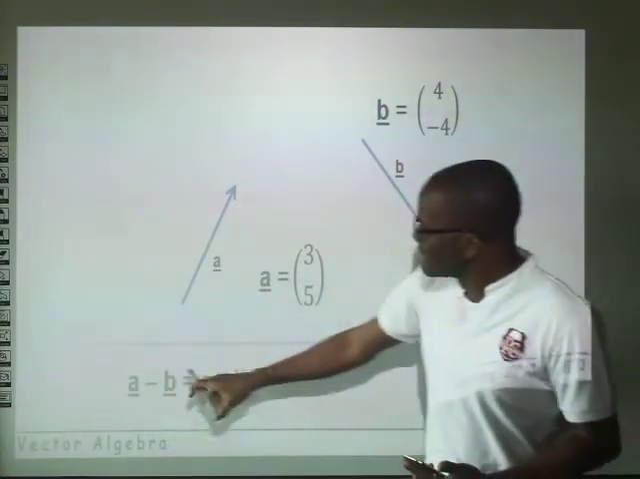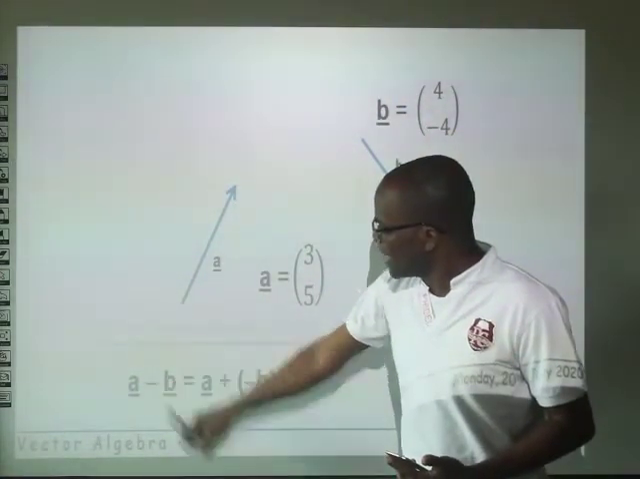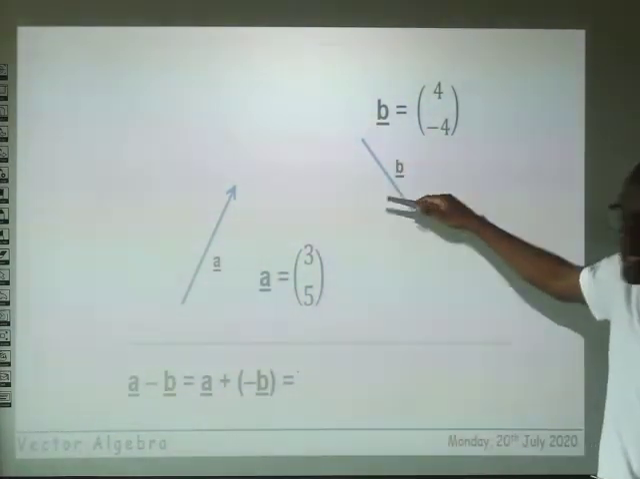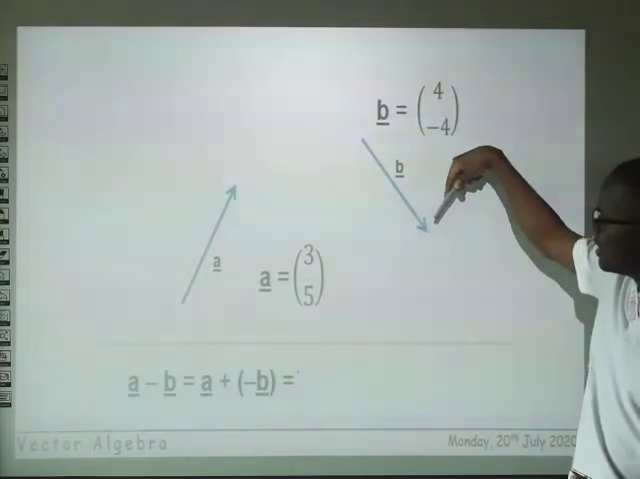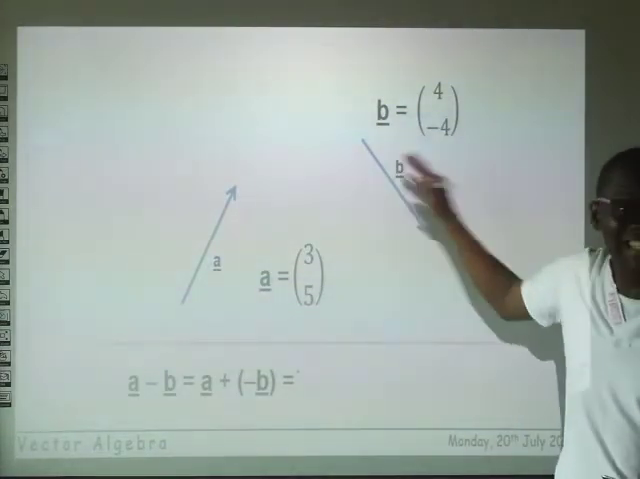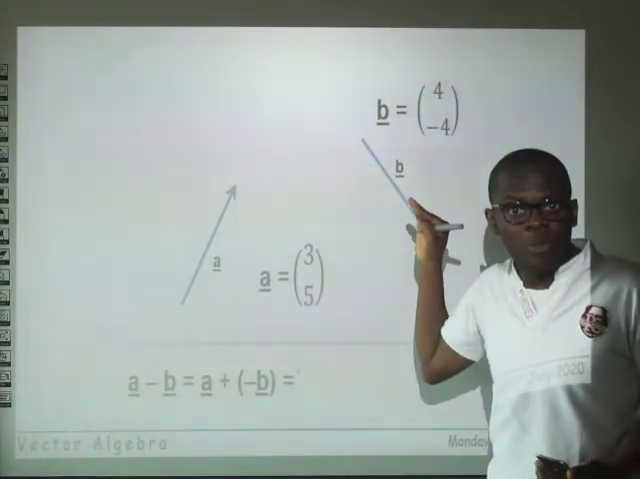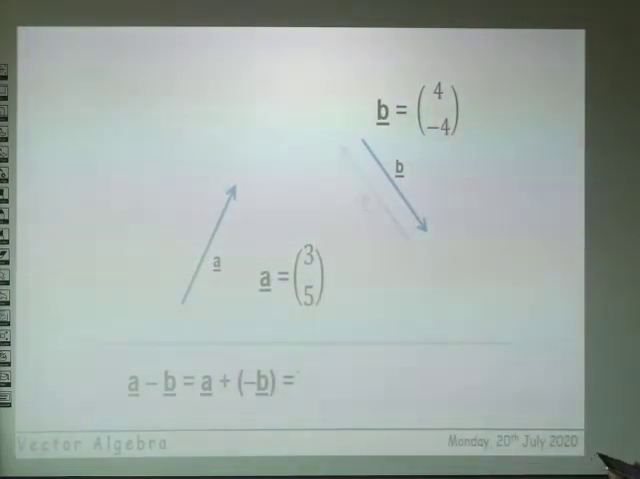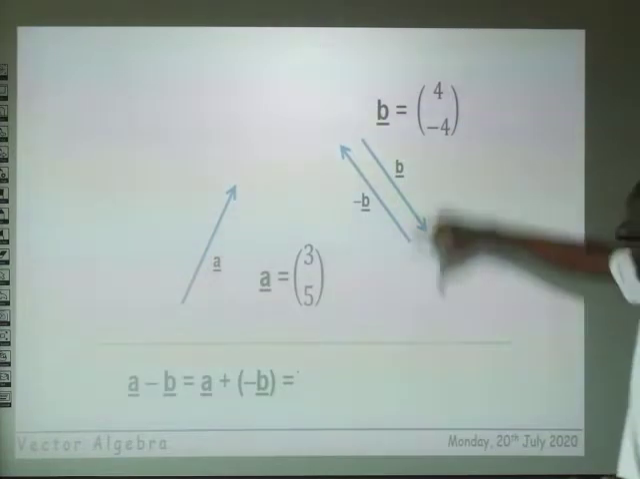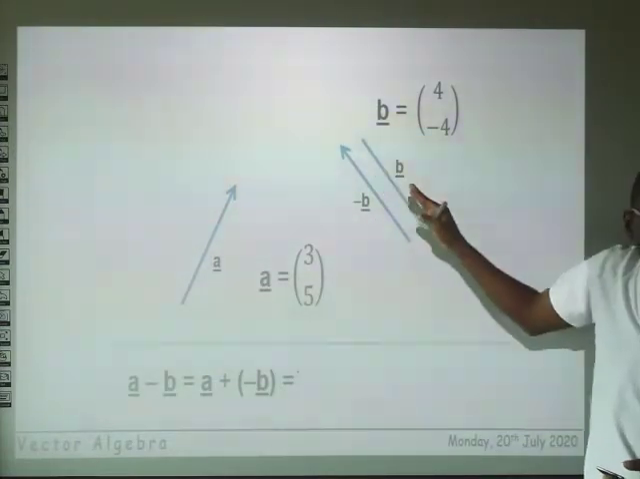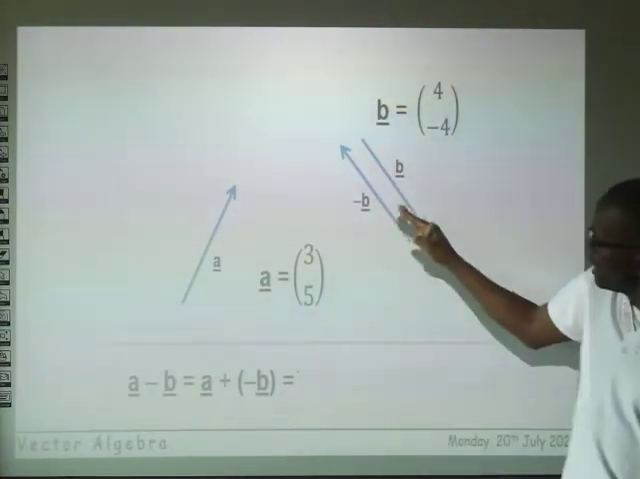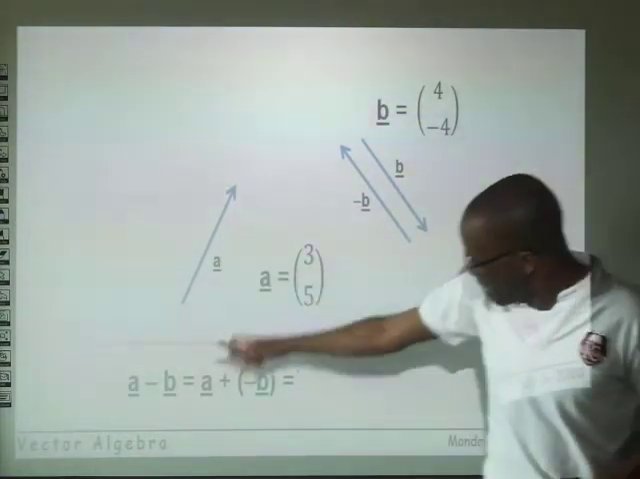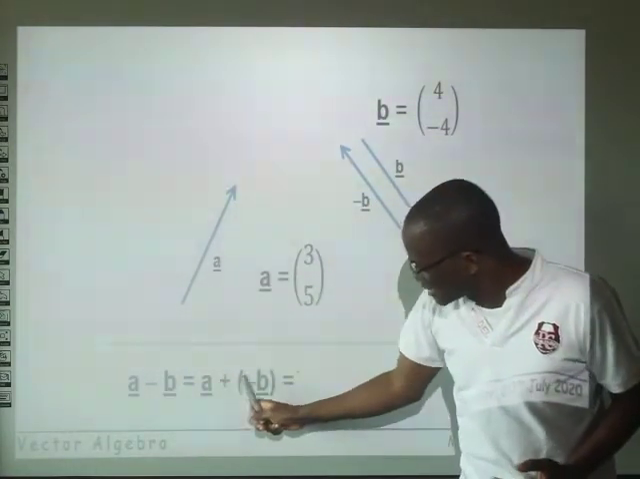How do you combine A with minus B? Now, there's the vector B pointing in that direction. Minus B will have the same size, but it will point in the opposite direction. So there you go, there's minus B. Exactly the same size, but this time it points in the opposite direction. So now, we want to combine the vector minus B with A. Remember, this is going to be A plus minus B.